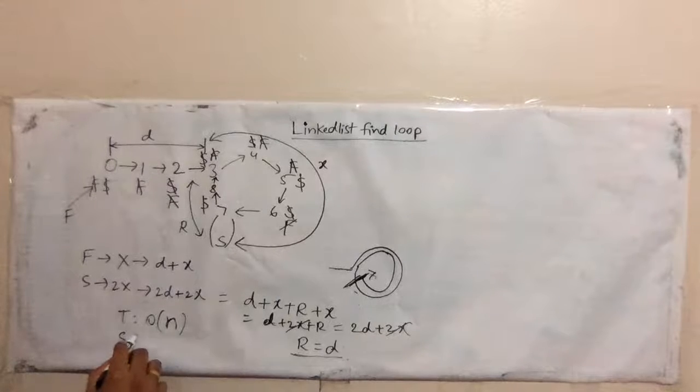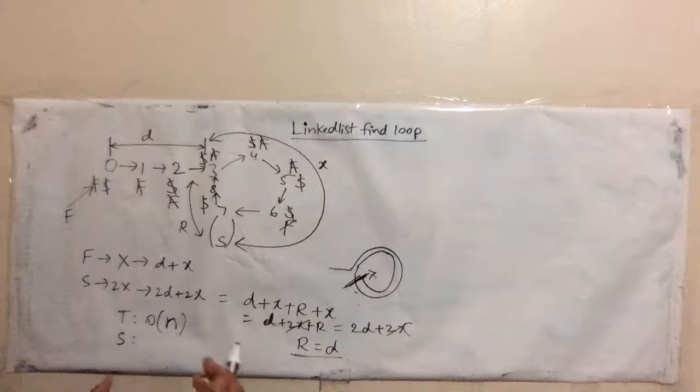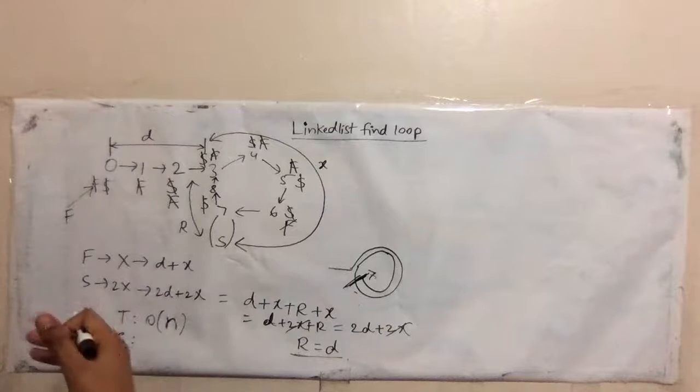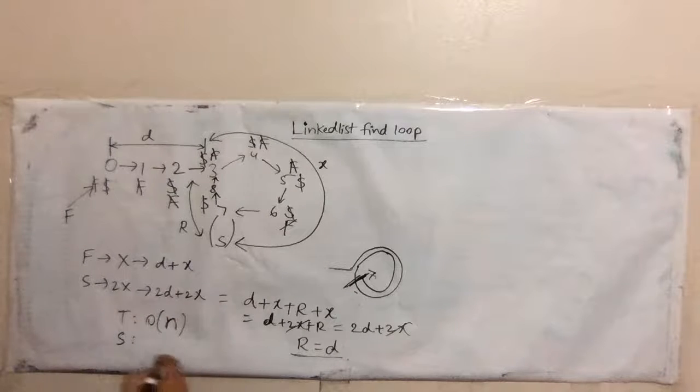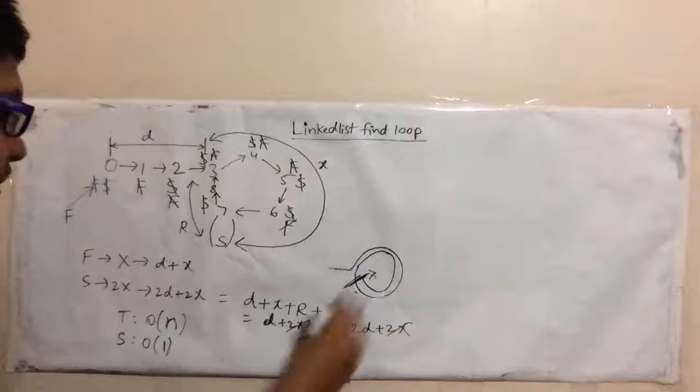What is the space complexity? We haven't stored anything, like a hash table, or created anything. So there will not be any space consumed, so it is O(1). Okay, so we will go to the implementation part.